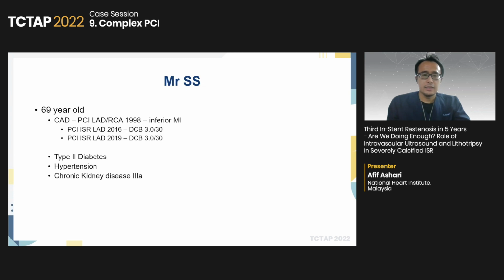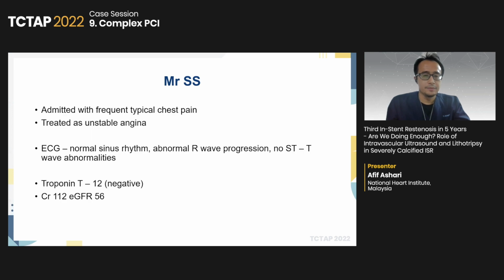So this is Mr. SS, a 69-year-old gentleman. He has long-standing coronary artery disease, in which he had an inferior MI in 1998. The index stenting angioplasty was done in 1998 to the RCA and LAD, and he had a few events and had PCI with DCB to the LAD twice, in 2016 and 2019. He has a background of type 2 diabetes, fairly well controlled, hypertension and CKD class 3A.